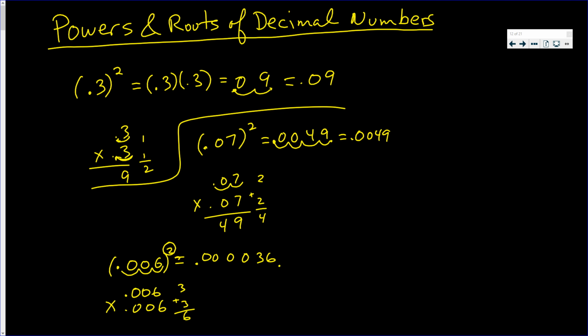Why? Because if it was here, I would have moved it 1, 2, 3, 4, 5, 6 places. So there's the answer. Decimal point, 4 zeros, and then 3 6.